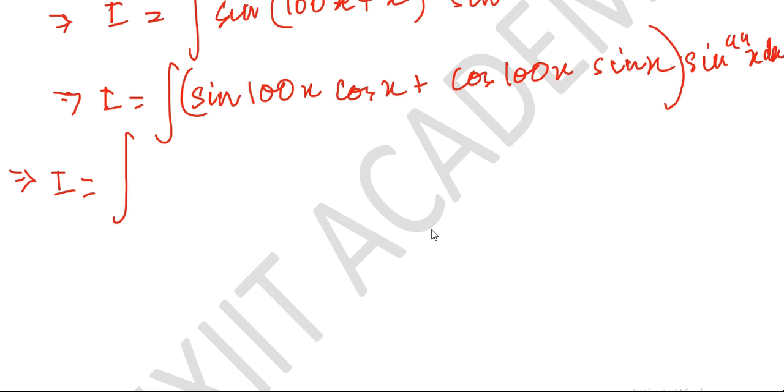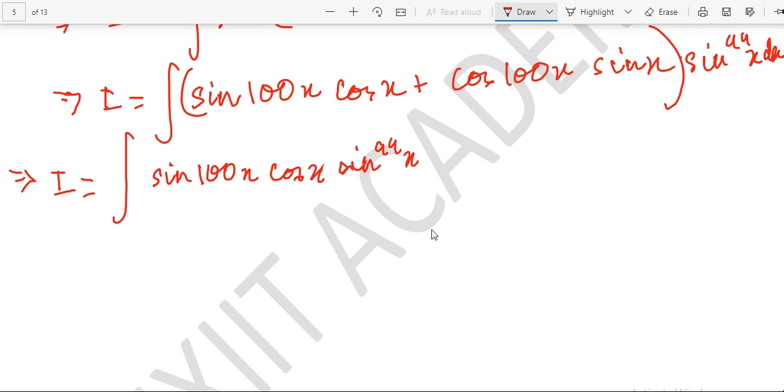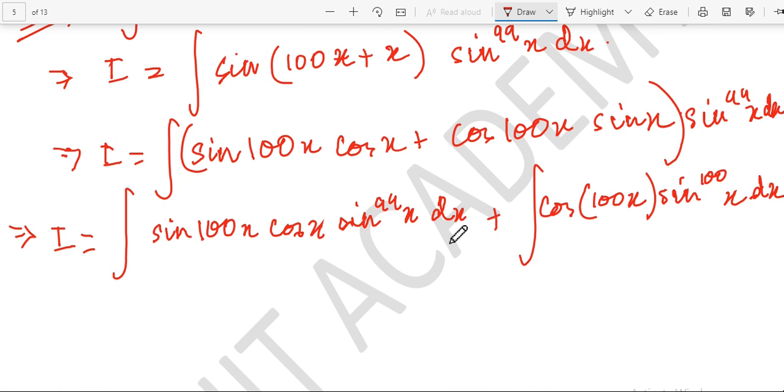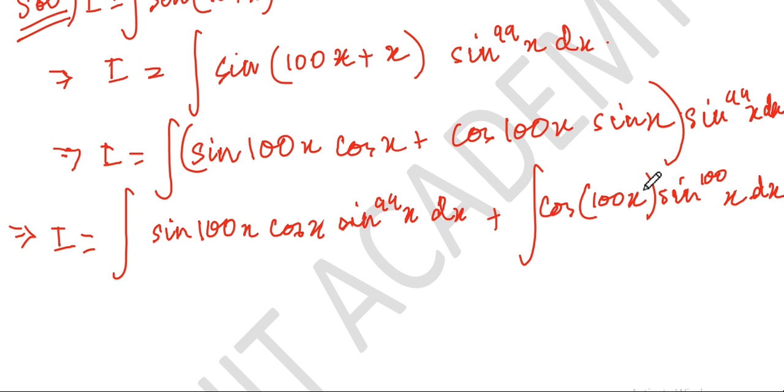So now let's see here. We have sine of 100x cos x, and sine to the power 99 of x dx, plus the integral of cos of 100x multiplied by sine x times sine to the power 99 of x, which is just sine to the power 100 of x, dx.